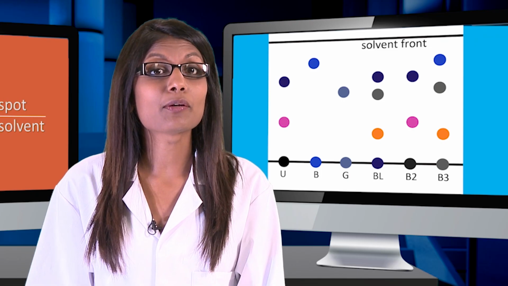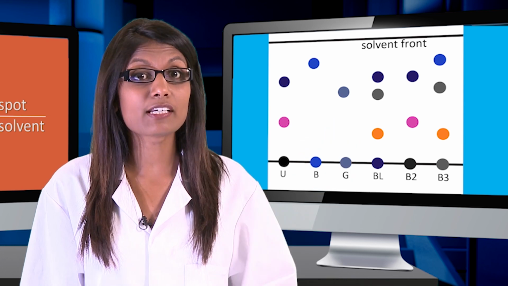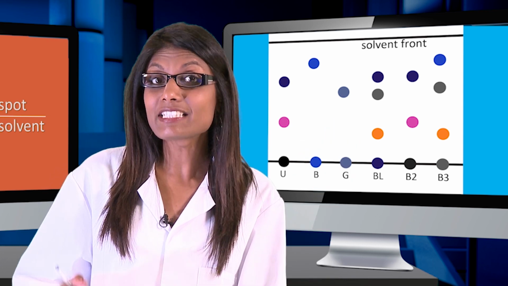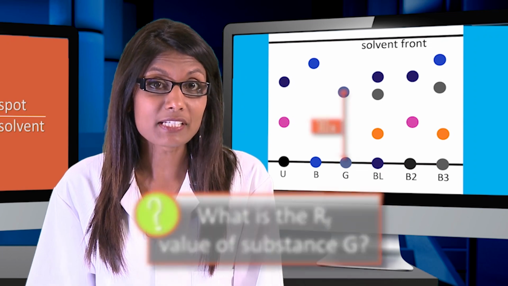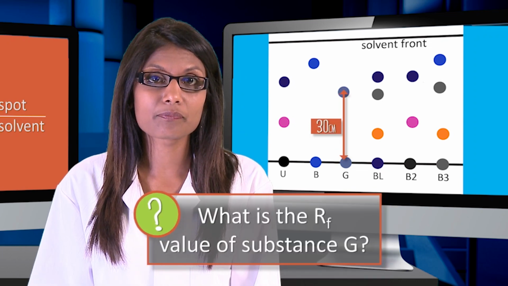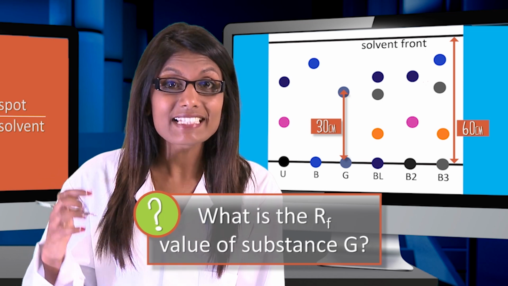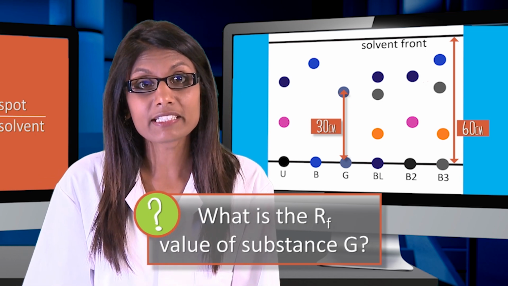Now you have a go at calculating the retention factor, or RF value, of substance G, which has migrated up the paper 30 centimetres from the point of origin. Also remember that the solvent front is at 60 centimetres from the baseline in this case.